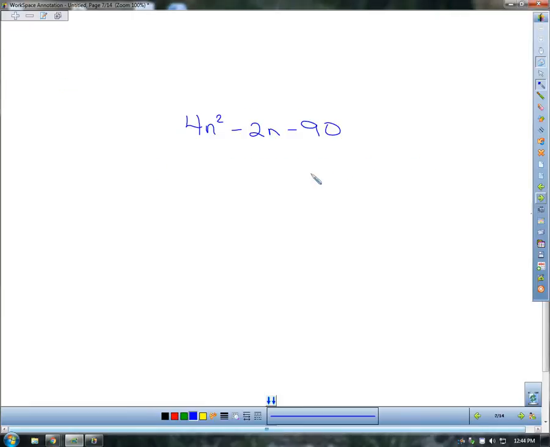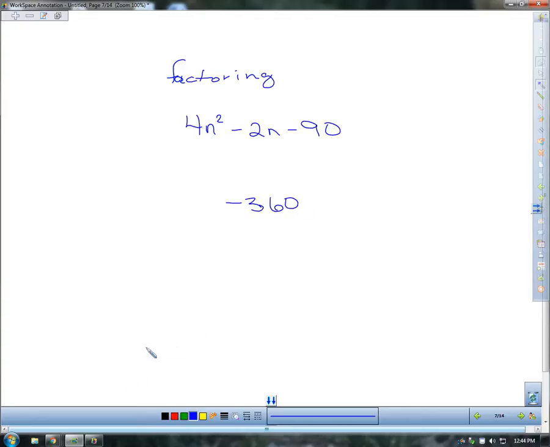The first one, I want us to solve by factoring, okay? And we got a little bit bigger numbers. It's okay, not a big deal. Let's multiply the front and the back number. So we get negative 360.